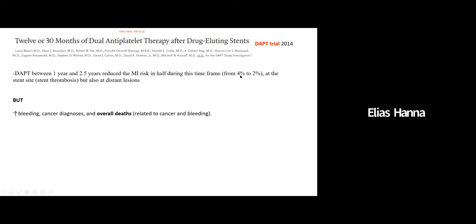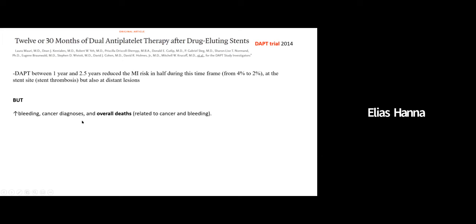And what that DAPT trial showed is that continuing it for an extra 1.5 years reduced MI by half, from 4 to 2% in that period, 1 to 2.5 years, by reducing, remember, stent thrombosis, but also distant MI from distant lesions, which account for half of the long-term events. So you don't just think of the stent, think of other lesions, which are responsible for 50% of long-term events. So it reduced that, but interestingly, it increases bleeding as you expect.